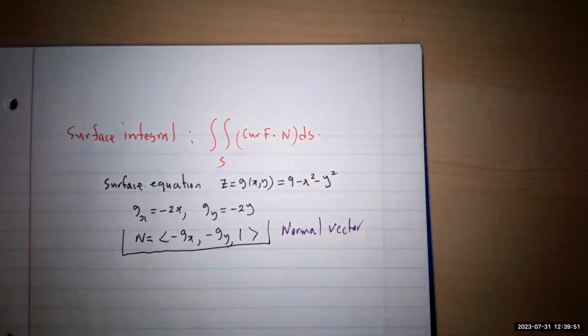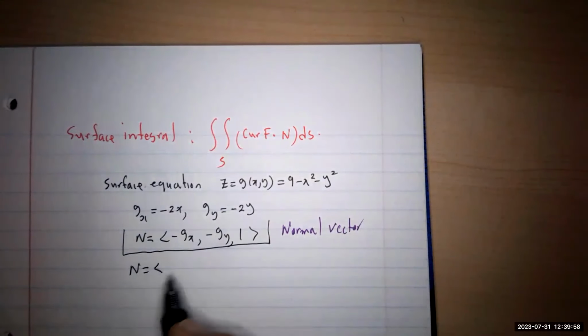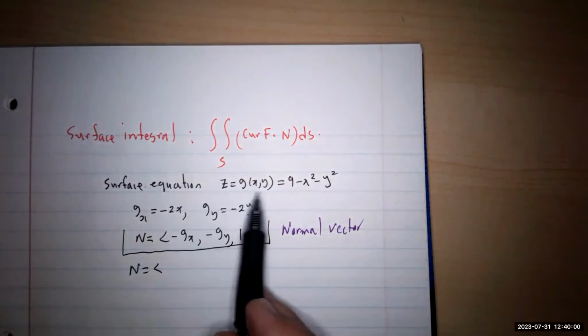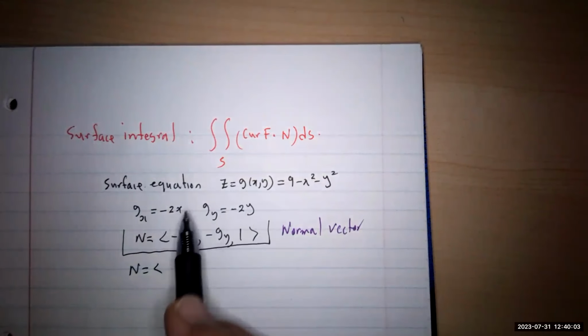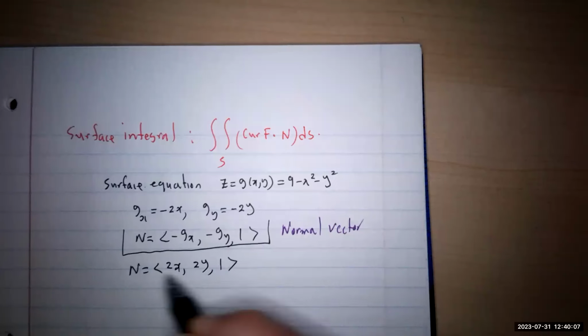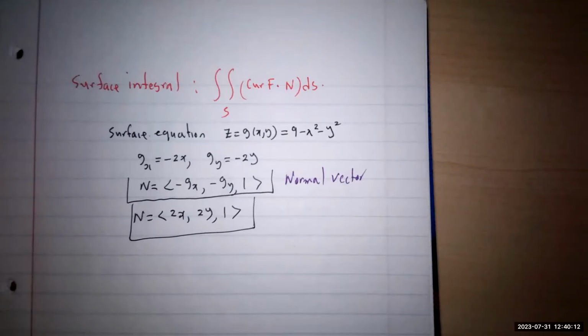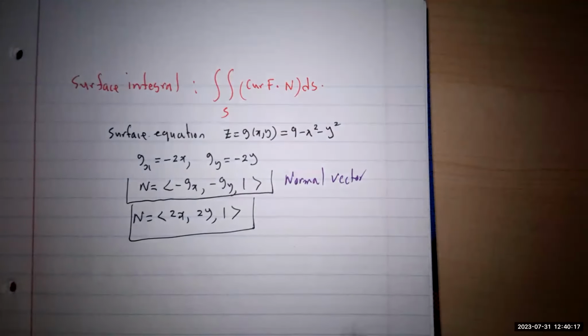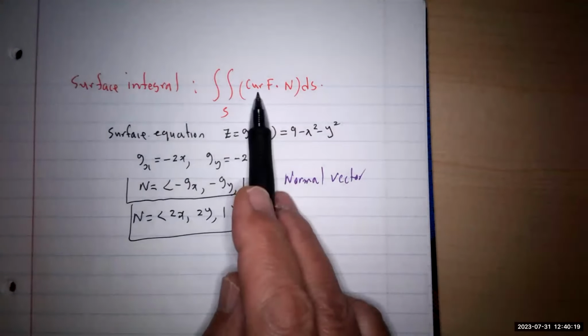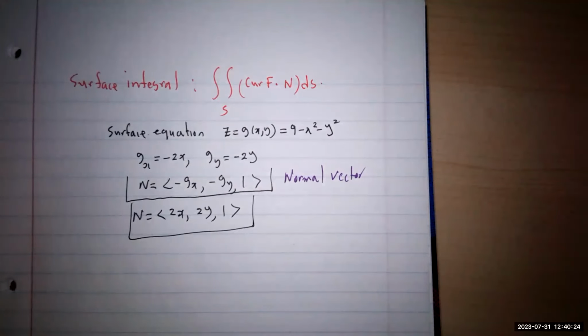So just substitute. Your normal vector now is going to be 2x, 2y, and 1. So this is the normal vector. Now you have to find the curl of F, then multiply by the normal vector, and then integrate it. Okay, what's the curl of F?